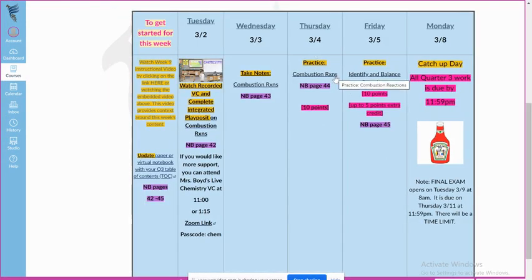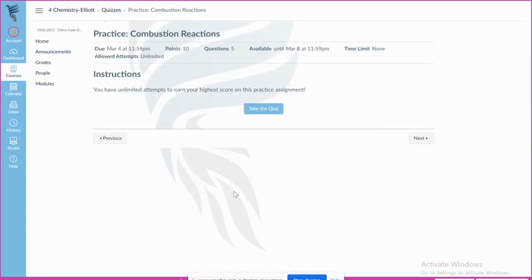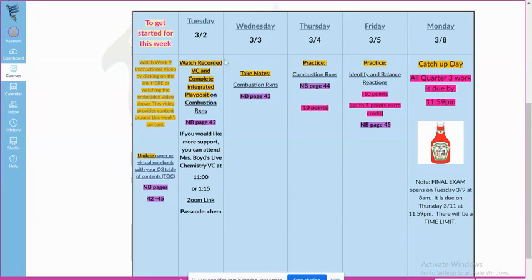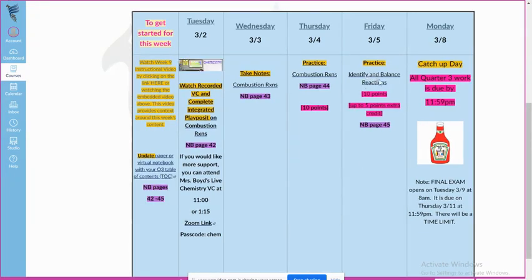Next, there is a practice assignment on combustion reactions. This is just set up as a quiz in Canvas. So you'll just take the quiz. There's only 5 questions. They're worth 10 points total, and you have an unlimited number of attempts to get your highest score.